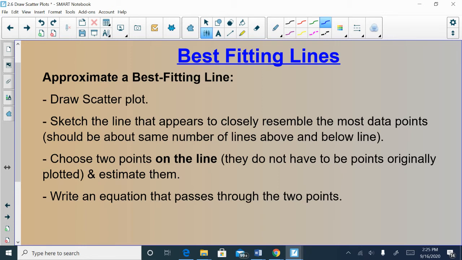Step 3 says choose 2 points on that line. It's really important that you understand this part, though. They do not have to be points originally plotted. They do not have to be from the table. Okay, they're just points on your line and estimate those points. And then finally, you're going to write an equation that passes through those 2 points. In order to do this, you have to know how to write an equation if I give you 2 points. This was from a previous lesson. I believe it was 2.4. First thing you would need to do is to use slope formula, find the slope, and then we should be able to write the equation.